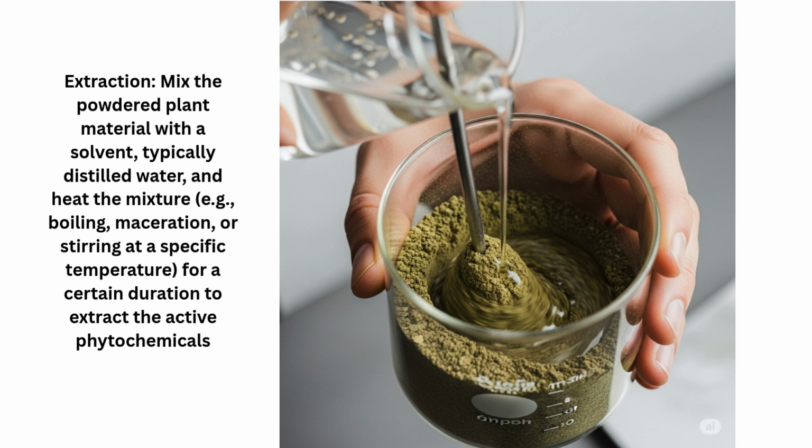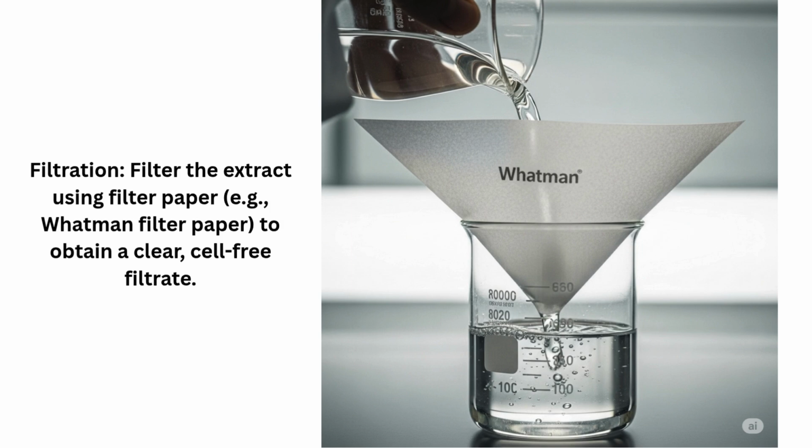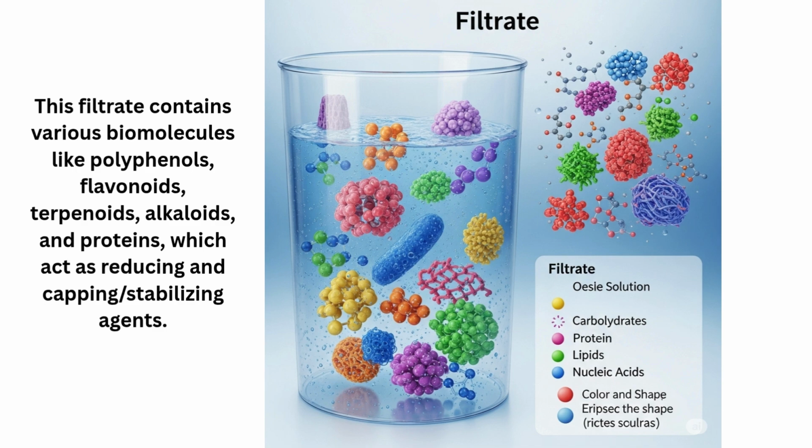Extraction: mix the powdered plant material with a solvent, typically distilled water, and heat the mixture, e.g., boiling, maceration, or stirring at a specific temperature, for a certain duration to extract the active phytochemicals. The color of the solution may change, indicating the dissolution of plant components. Filtration: filter the extract using filter paper to obtain a clear, cell-free filtrate. This filtrate contains various biomolecules like polyphenols, flavonoids, terpenoids, alkaloids, and proteins, which act as reducing and capping, stabilizing agents.